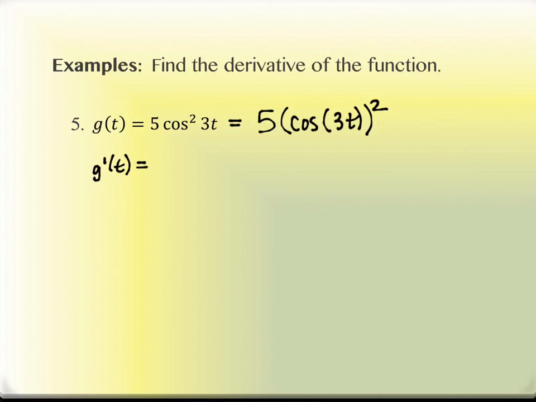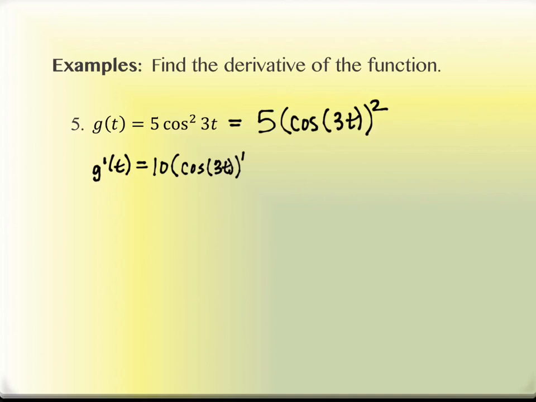The squaring is the stuff that's on the outside, the farthest outside, right? So I'm going to deal with that first. So what do I do with my square? I bring it down in front. So that's going to give me 2 times my 5 to give me 10. And then I rewrite everything that's inside, which is cosine of 3t.